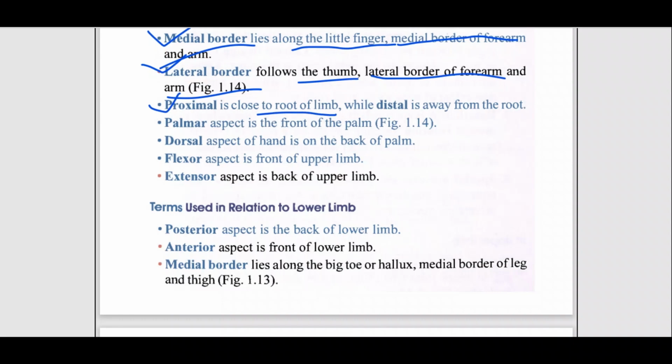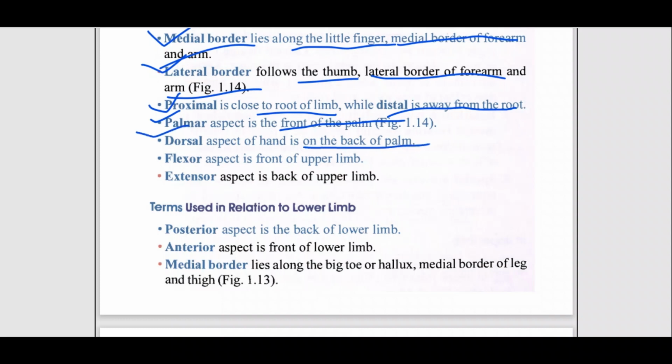Proximal means close to the root of limb. Like I said, humerus is proximal. Distal means away from the root, like phalanges are away. Palmar means the aspect in front of palm. When we pray, we use palmar aspect.